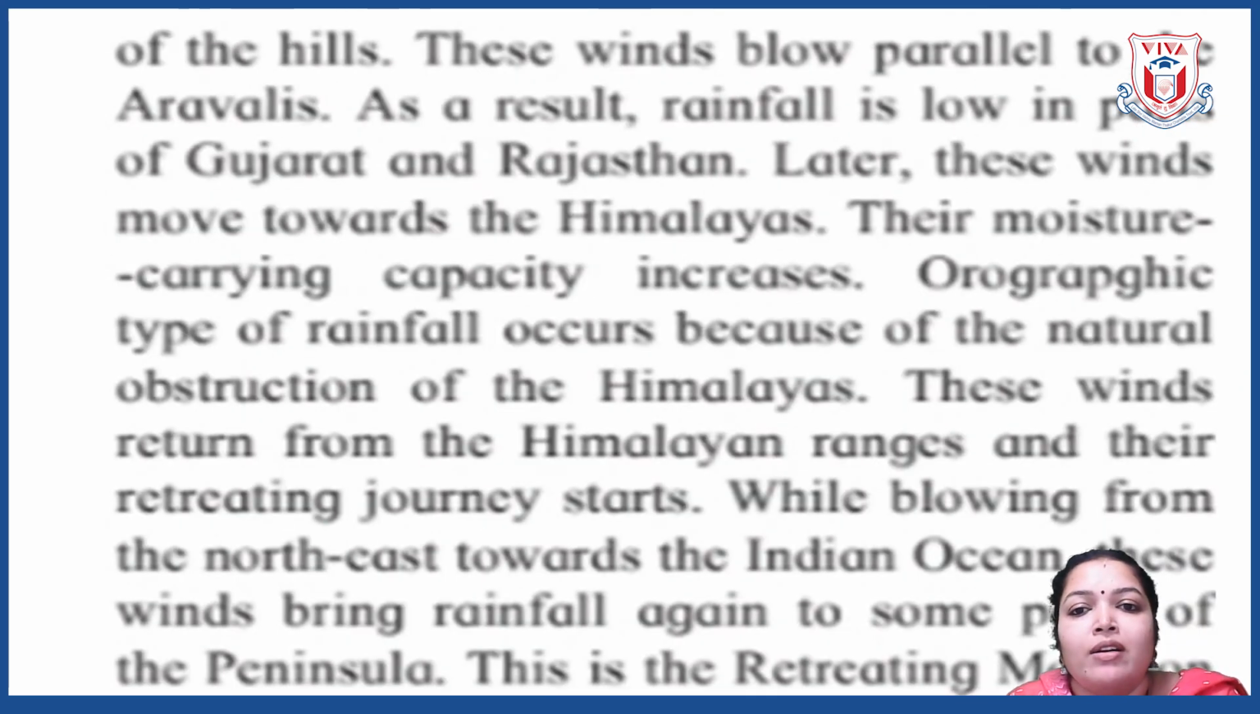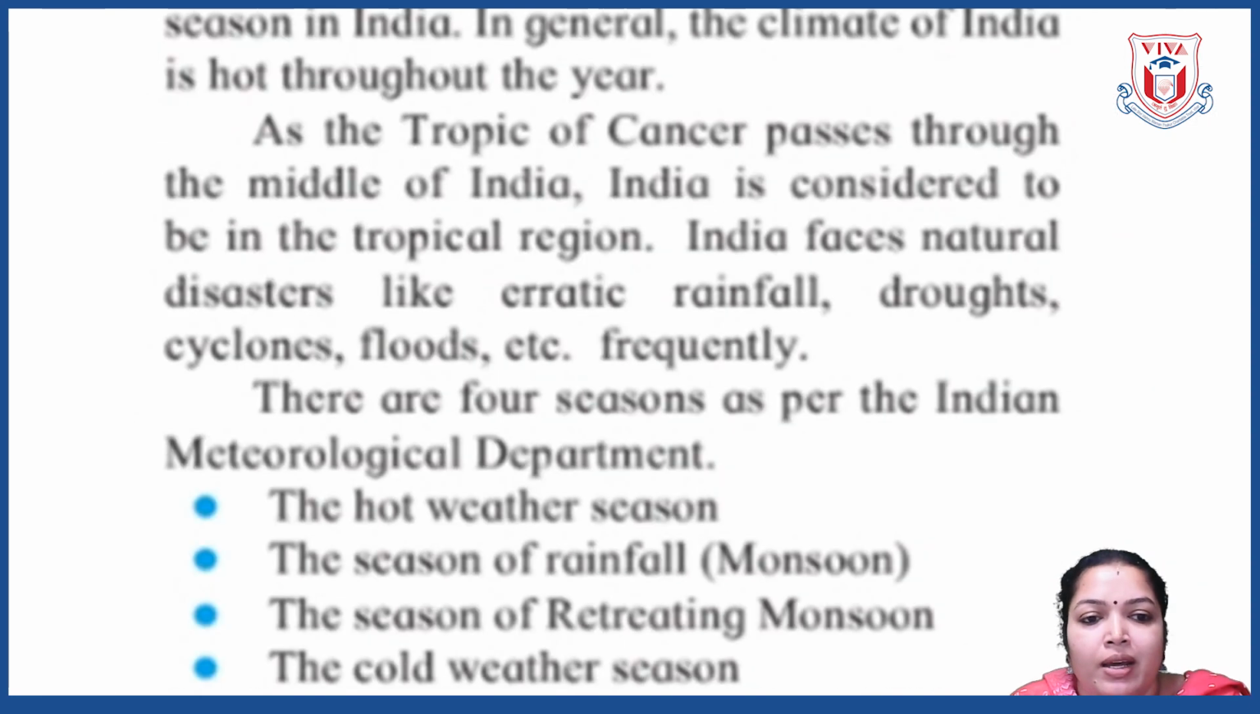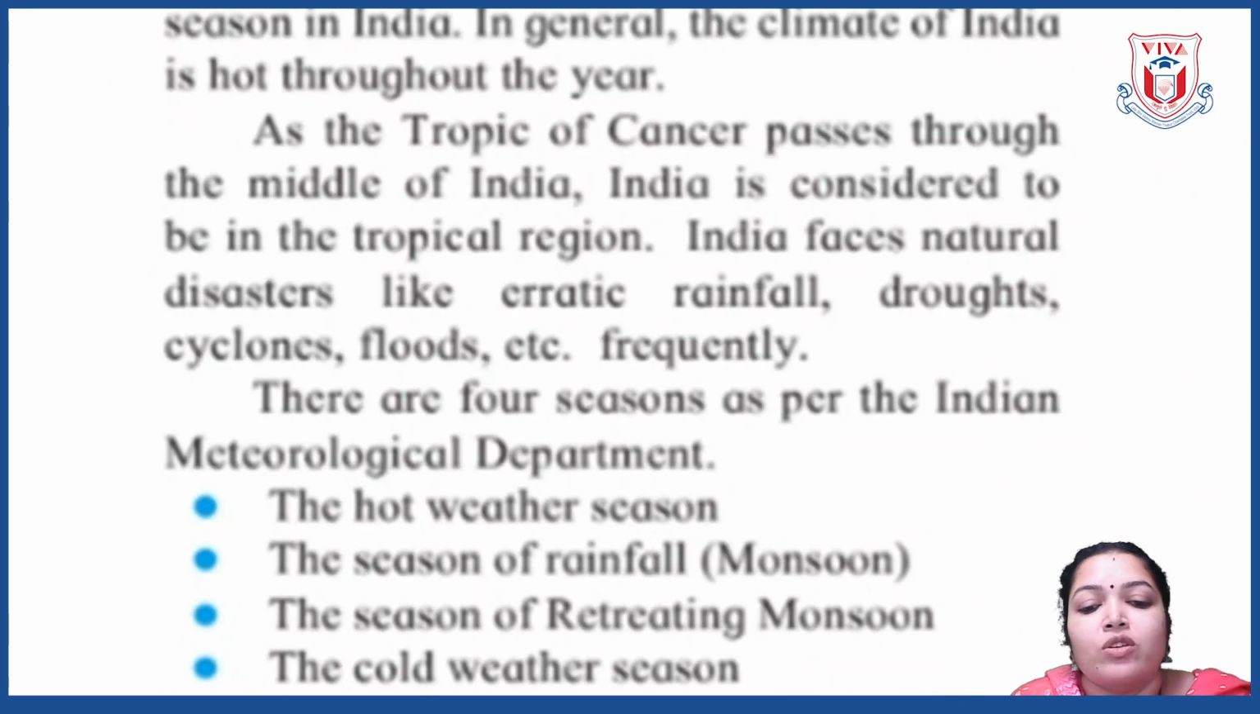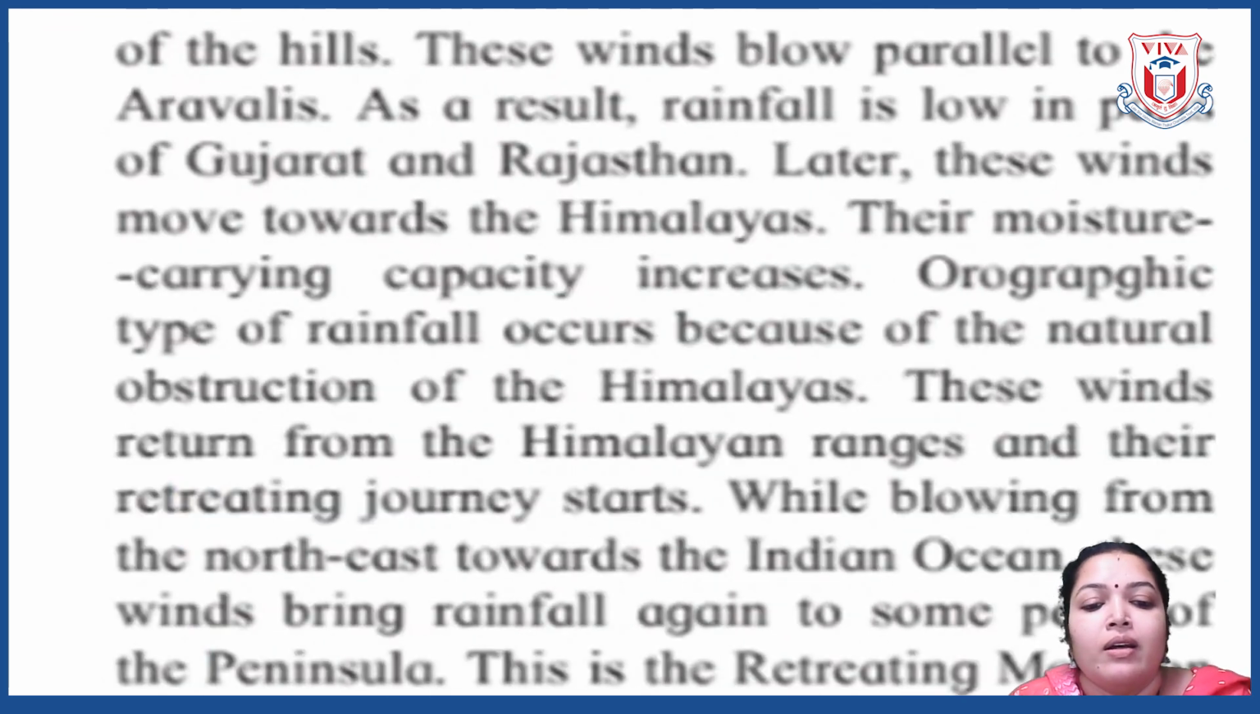The winds blow parallel to the Aravallis. As a result, rainfall is low in parts of Gujarat and Rajasthan. Later, these winds move towards the Himalayas. Their moisture carrying capacity increases, and orographic rainfall occurs because of the natural obstruction of the Himalayas. These winds return from the Himalayan ranges and their retreating journey starts. While blowing from the northeast towards the Indian Ocean, these winds bring rainfall to some parts of the peninsula. This is the retreating monsoon.